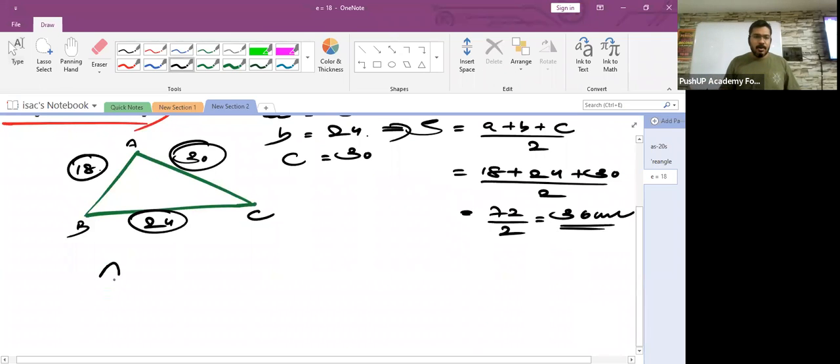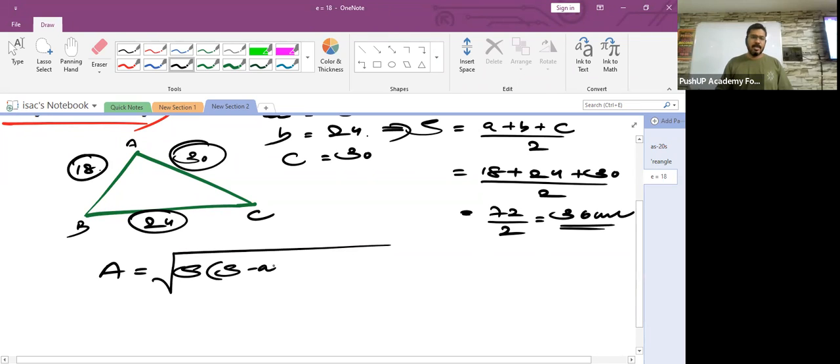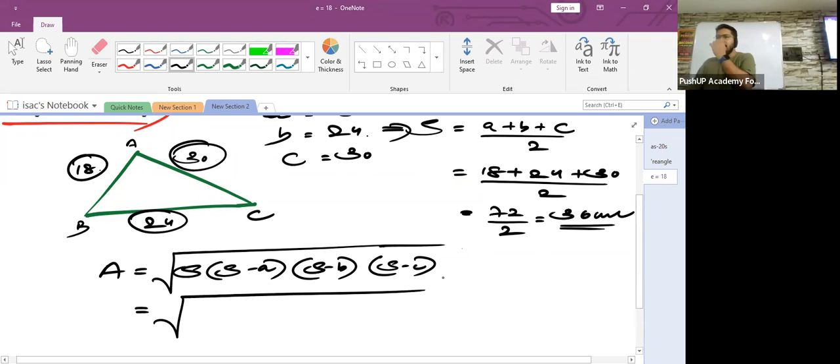Now, we all know how to get the area of a scalene triangle by using Heron's formula, isn't it? Laura, can you tell me what is Heron's formula? Square root of s into s minus a, into s minus b, into s minus c. Very good. Now this is equal to, let's start substituting the values into it.